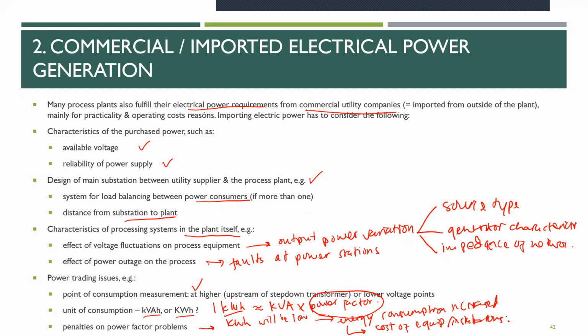Okay, so that's why the power factor is very important. Commonly, the power factor ranges from 0.6 until 0.9. Usually it's less than one, so in between 0.6 to 0.9.